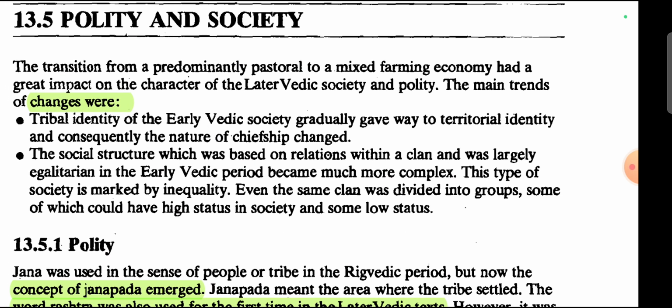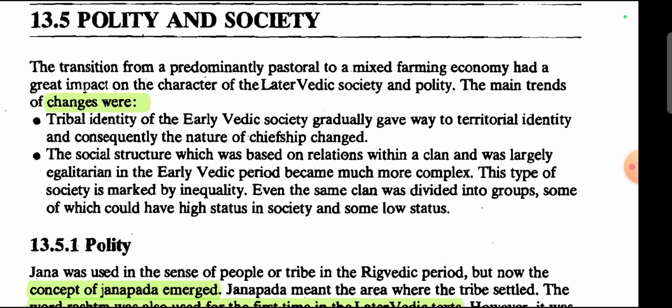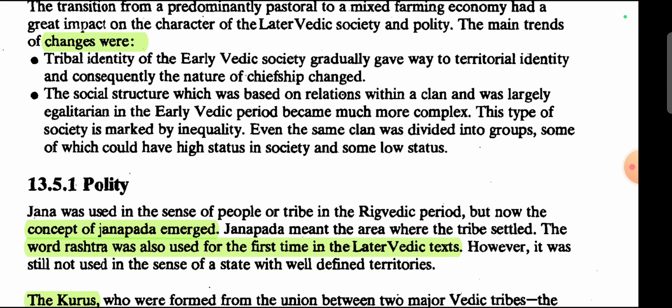Polity in society. The transition from a predominantly pastoral to a mixed farming economy had a great impact on the character of the later Vedic society and polity. The main trends of change were: tribal identity of the early Vedic society gradually gave way to territorial identity, and consequently the nature of chiefship changed. The social structure, which was based on relations with the clan and was largely egalitarian in the early Vedic period, became much more complex. This type of society is marked by inequality. Even the same clan was divided into groups, some of which could have high status in society and some low status.